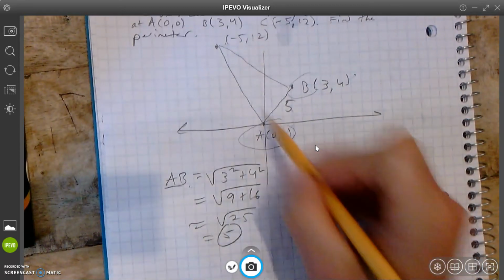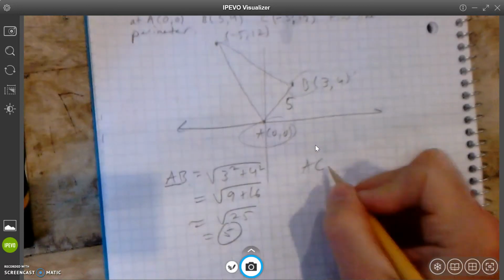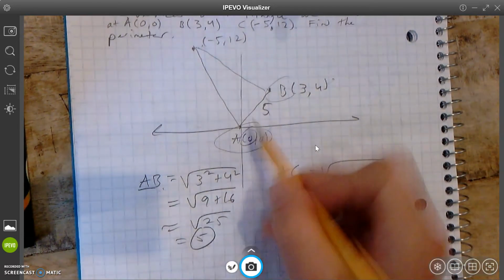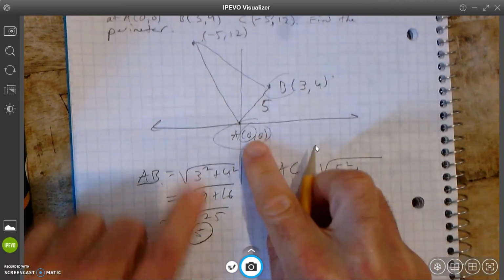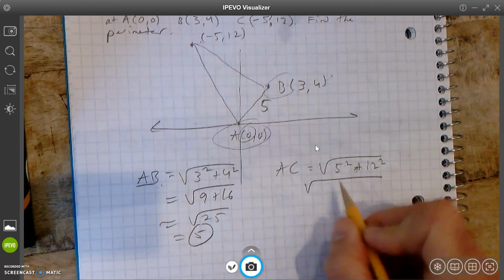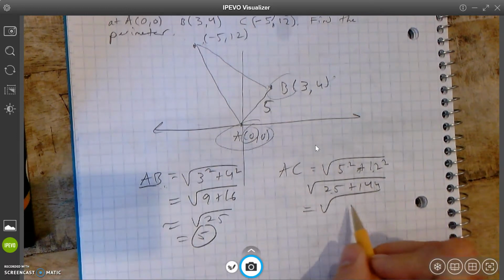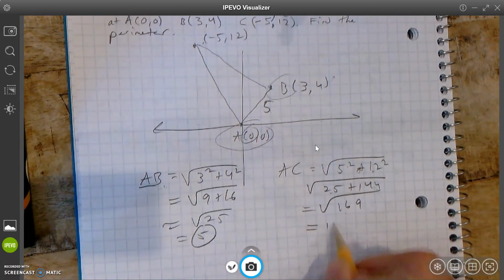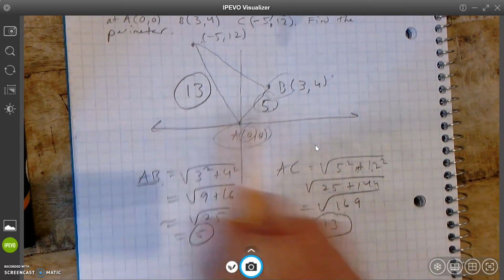Okay, now let's try AC. The x's are apart 0 and negative 5. That's 5 spaces apart. And then 0 and 12, that's obviously 12 spaces apart. 5 times 5 is 25. 12 times 12 is 144. 25 plus 144 is 169. What number times itself is 169? That would be 13. Boom. So this is 13. So I have 5 for this distance and 13 for this distance.